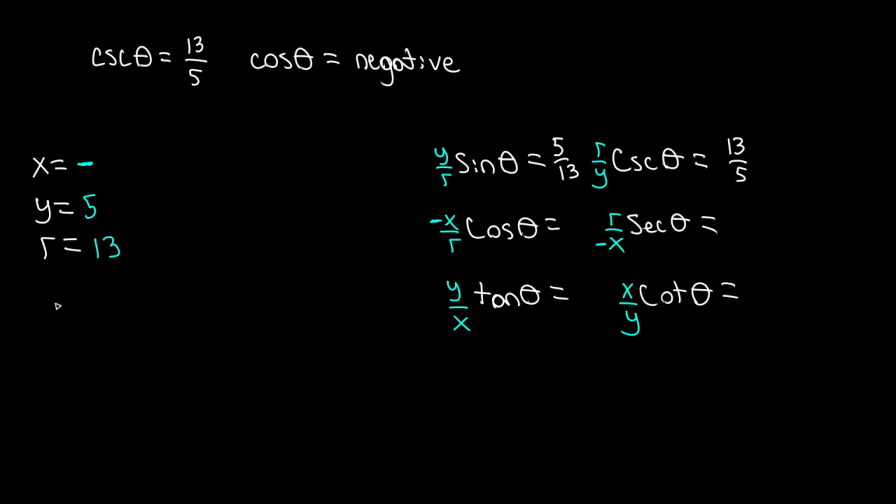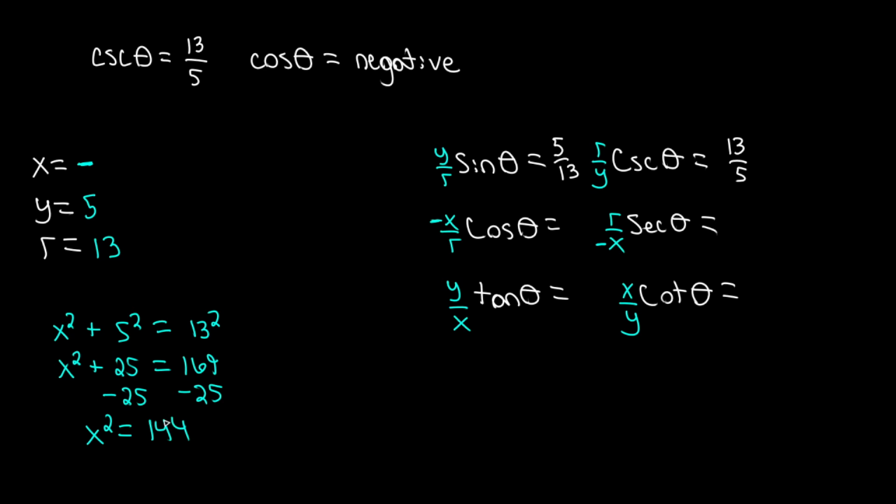Now let's figure out what x is. X squared plus y squared, which is 5 squared, is equal to r squared, which is 13 squared. So x squared plus 25 is equal to 169. Get rid of 25 on both sides, and we're left with x squared is equal to 144. We take the square root of both sides, and we get that x is equal to 12. And we know it's negative, we figured that out. So it's negative 12.